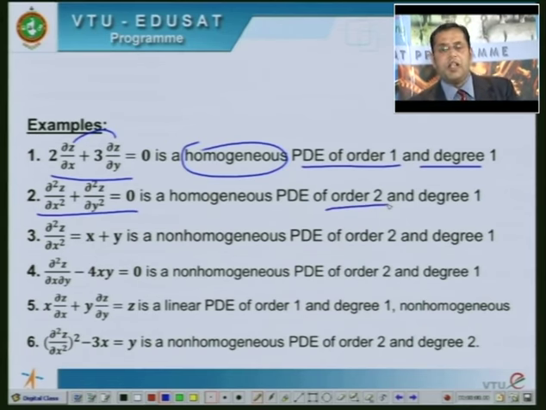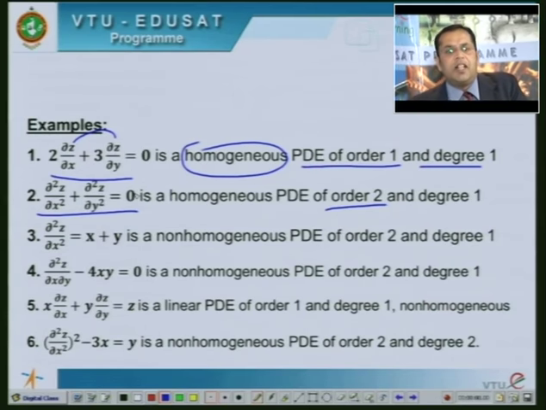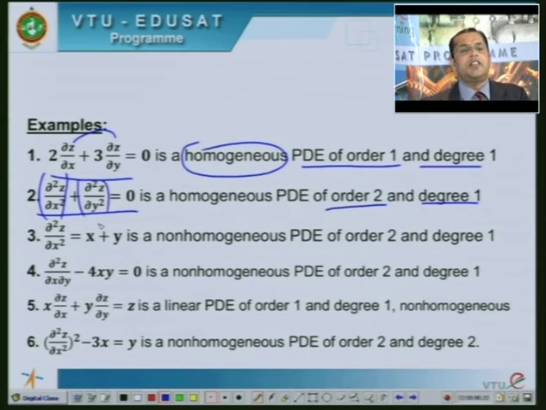Why order 2, friends? Because the highest order derivative is ∂²z/∂x², or both the derivatives present in the equation are of order 2, and the degree is 1 because the power of these partial derivatives, the highest order derivative, is equal to 1.